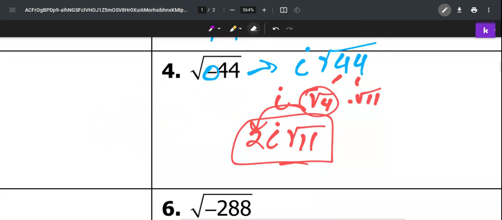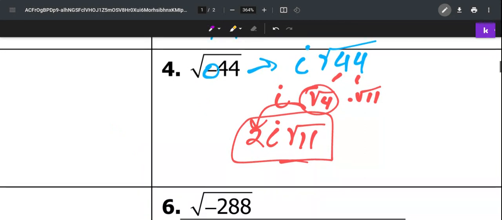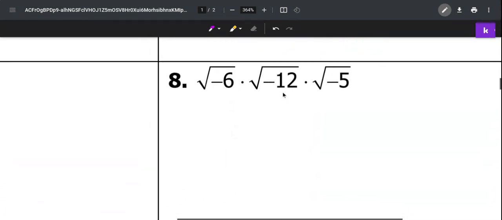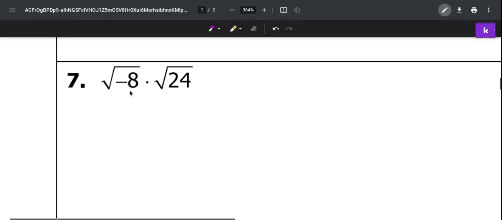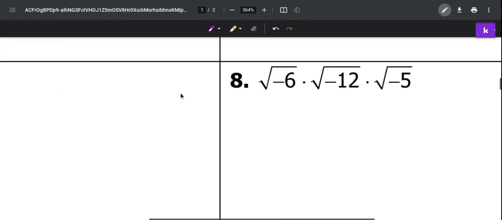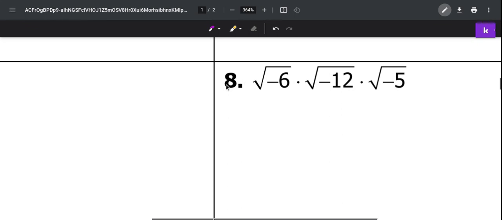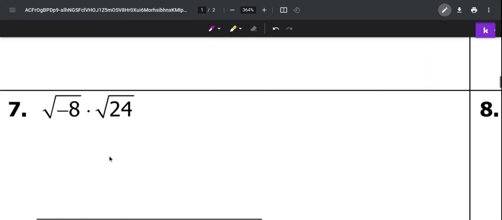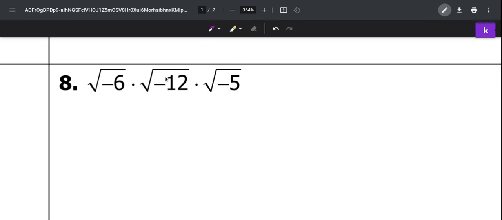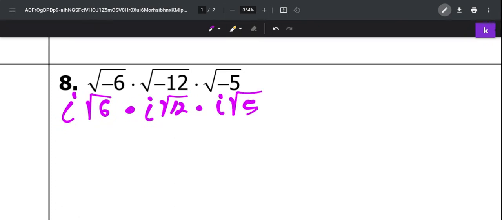Let's go to another one. So going a little bit more complex would be looking at number 8, because number 8 and 7 actually we have two radicals multiplied together now. So here's what we're going to do. We're going to do 8, but you would do 7 the exact same way. Here's the first thing you want to do. All these negatives under this radical, we want to take all 3 of those out. We want to take those out of the radical, and then i goes on the outside. So I actually have i times radical 6, i times radical 12, and then i radical 5.